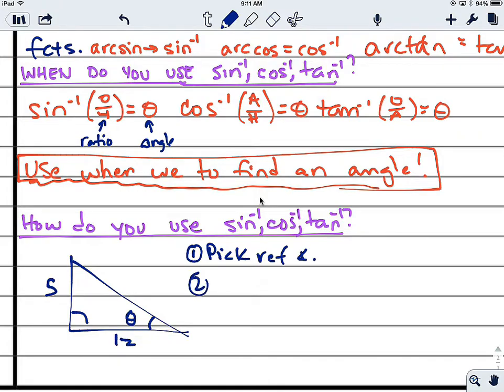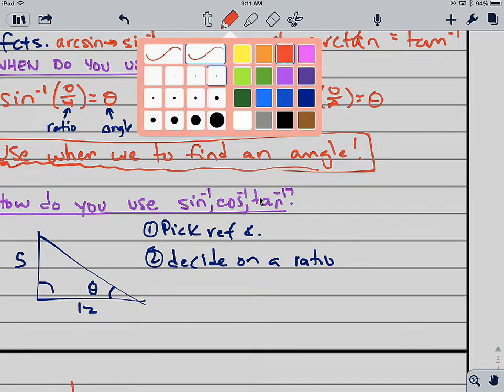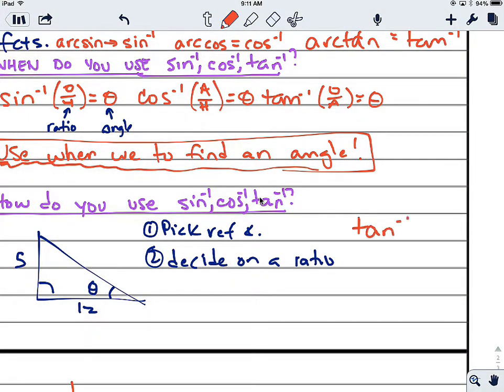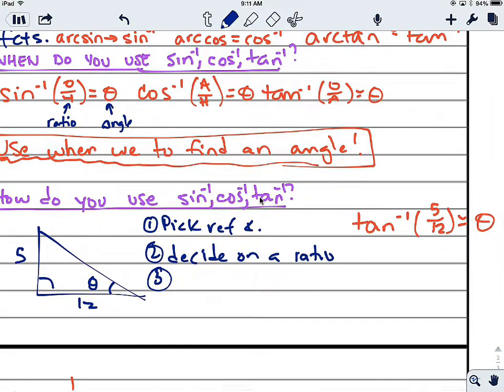Number two, I need to decide on a ratio. In this particular case, if I'm standing at theta, I have opposite over adjacent. So I'll do this part in red. I'm definitely going to use a tangent inverse ratio because I'm given the tangent numbers. Feed 5 over 12 into it, because that's opposite over adjacent, and it should kick out theta, which, by the way, is step 3, which is write the sentence. That whole thing is the sentence I'm talking about.